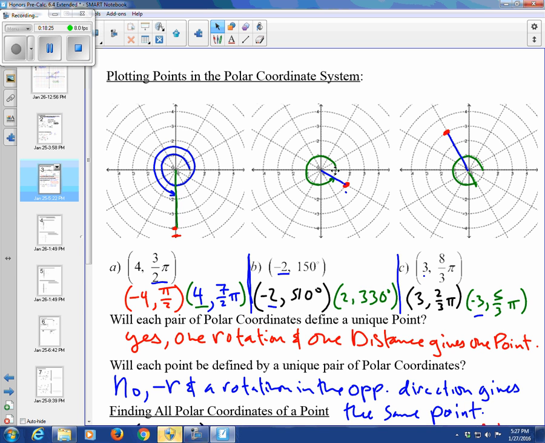So we talked about points on the polar plane. What we're going to do in the next video is talk about how to convert rectangular coordinates to polar coordinates and polar coordinates to rectangular coordinates to define the same point on the plane.